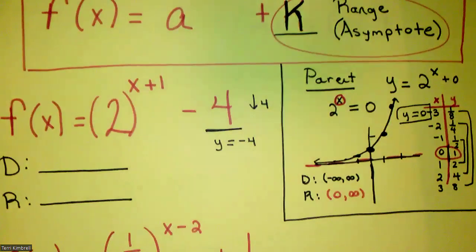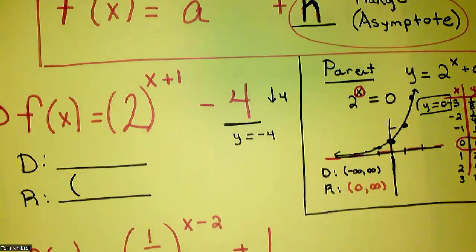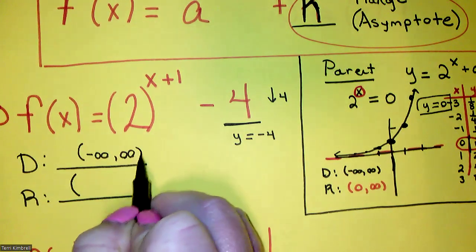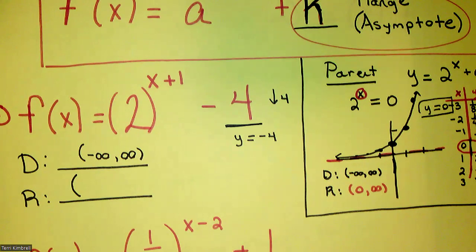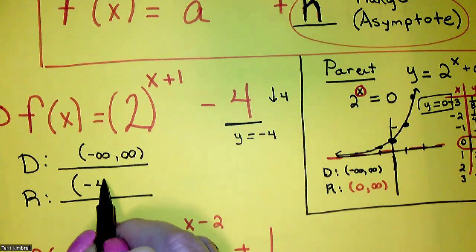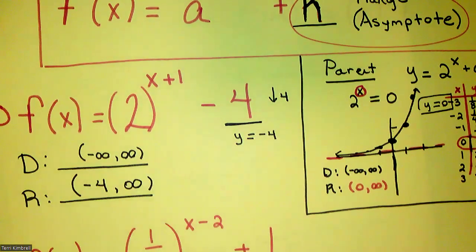So when you look at this one, please make sure that you put parentheses around that. And for your domain, it's going to be all real numbers, just like your parent. And for your range, we would have a parenthesis -4 to positive infinity.